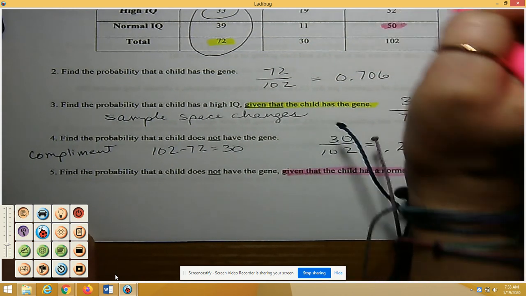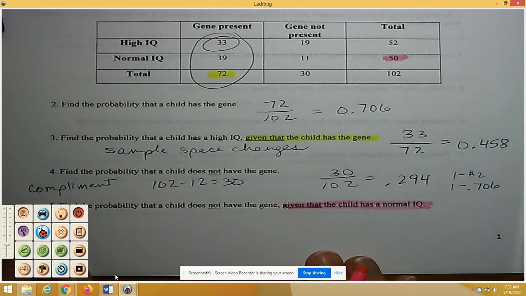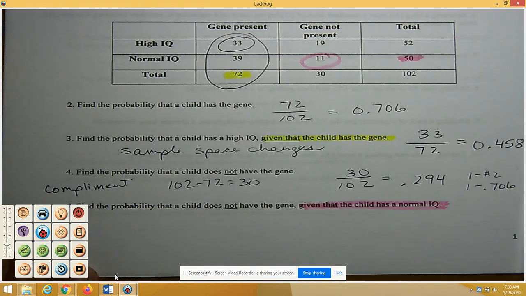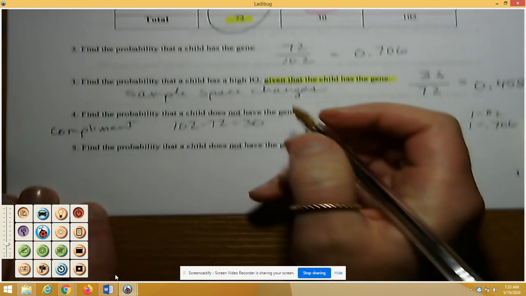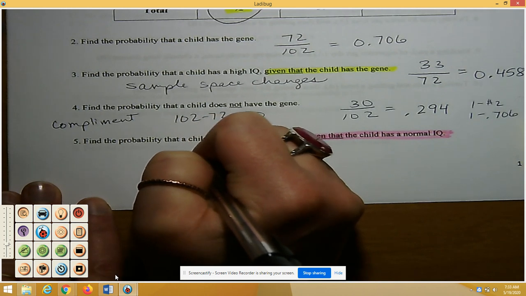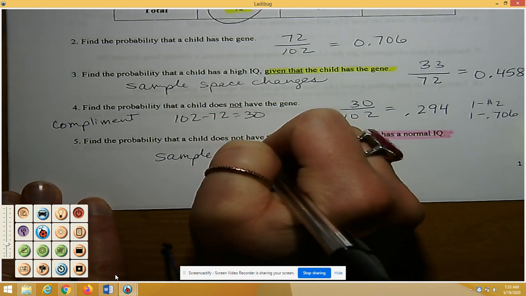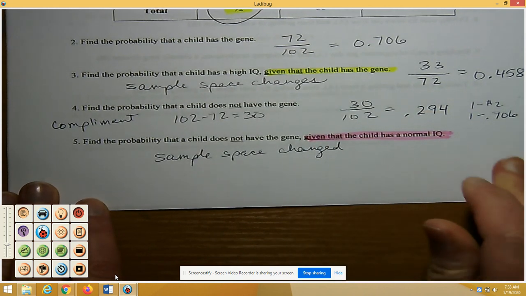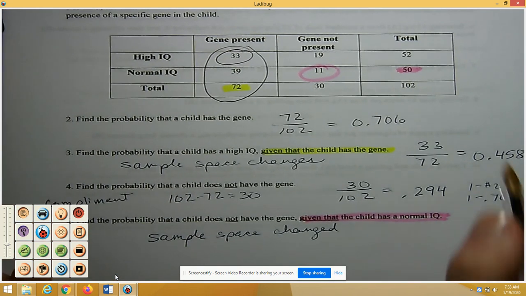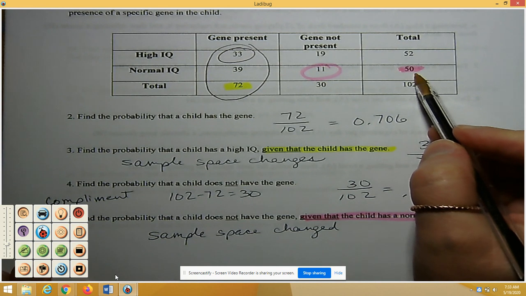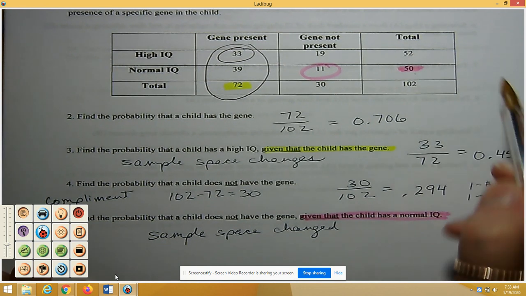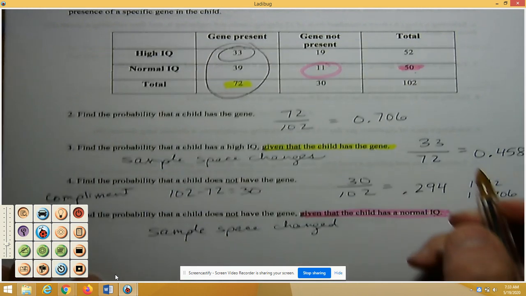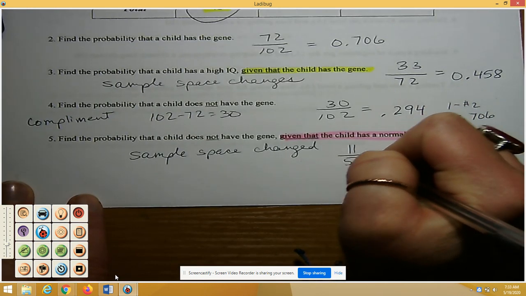So here is a normal IQ total, and does not have the gene. So now we're looking at this piece here. So again, the sample space changed. We have a total of 50 children with a normal IQ. So given that a child has a normal IQ, we want to say how many do not have the gene. So that's going to be 11 out of 50.